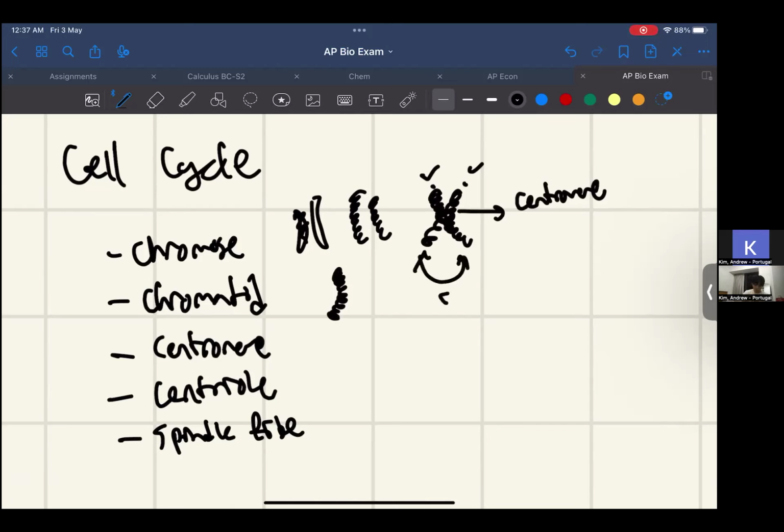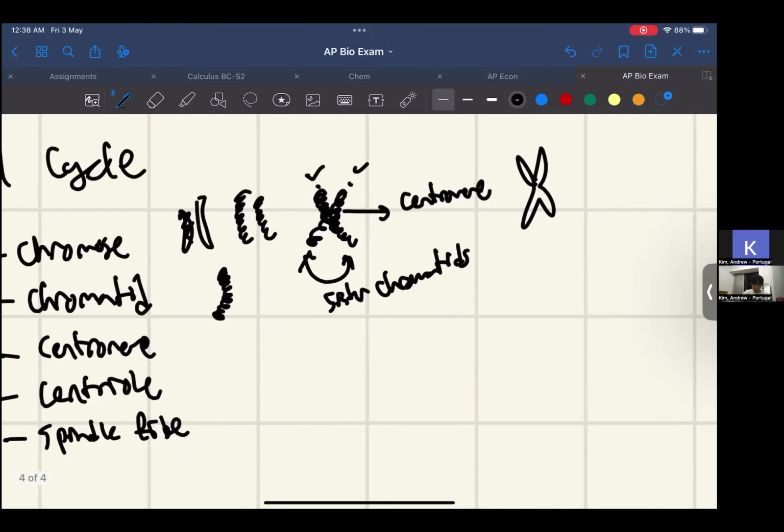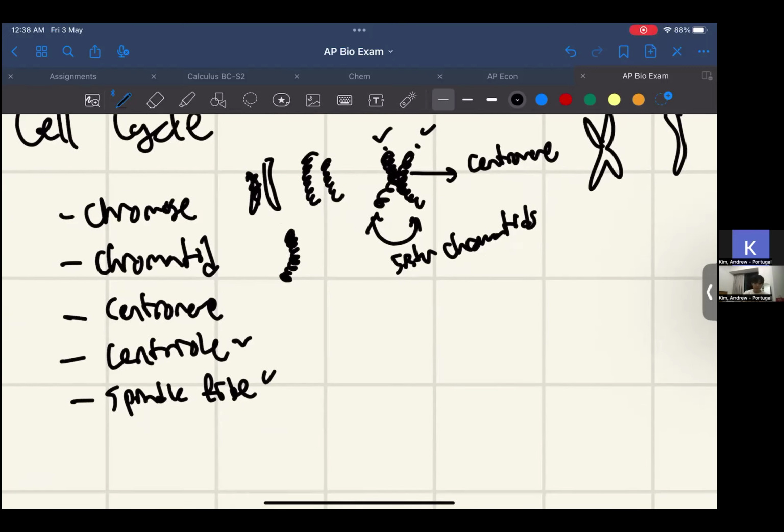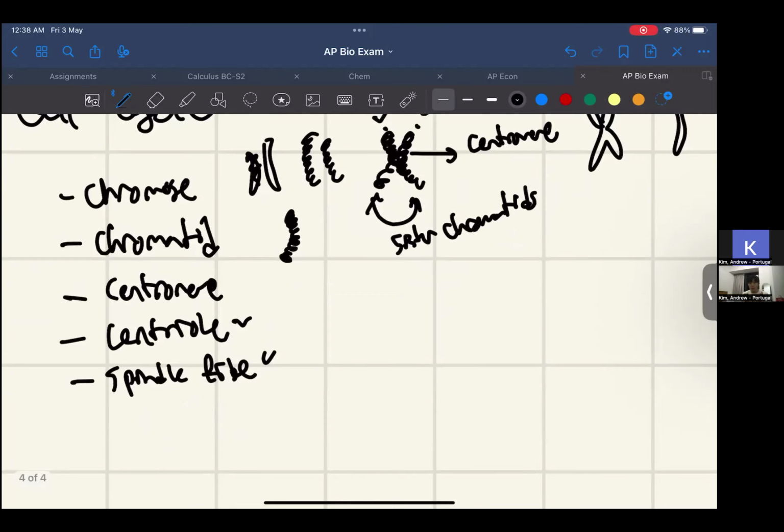We call these two sister chromatids. Why? Because they're like sisters, right? They're similar. They're like twins. So two sister chromatids are connected by a centromere to form one chromosome. Now, chromosome does not necessarily have to be in this shape. Chromosome could be in this shape as well, and I will explain how they change from one shape to another, okay? Now, centriole and spindle fiber will appear later, and when they appear, I'll explain, so don't worry about it.